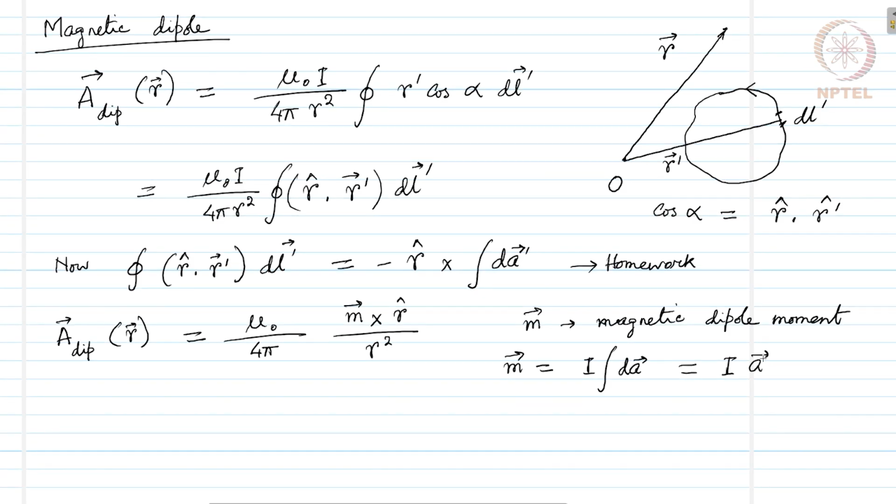Now, if we have a vector potential, can we expand it in terms of multipoles? Yes, that is possible. Just like the case of electrostatic potential, we could expand a magnetic vector potential also in terms of multipole. So, how does the multipole expansion look like in the context of magnetic vector potential?